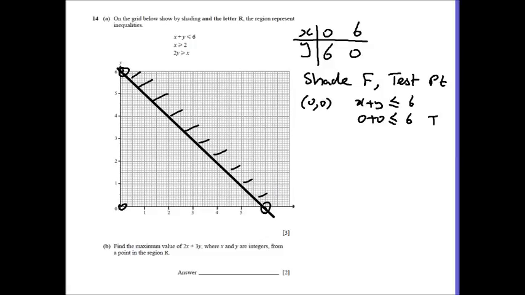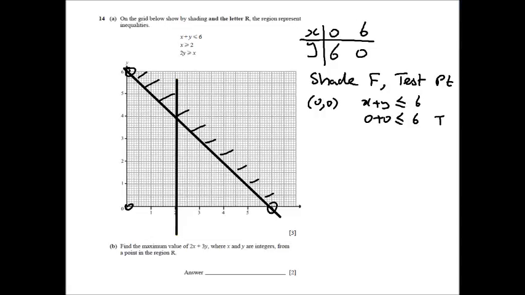Now the second line I plot is just going to be x equals 2, so I go to 2 on the x-axis and plot the line. Now it's easy to see the values to the right are the bigger values, and the values to the left are smaller than, so I shade the false side.